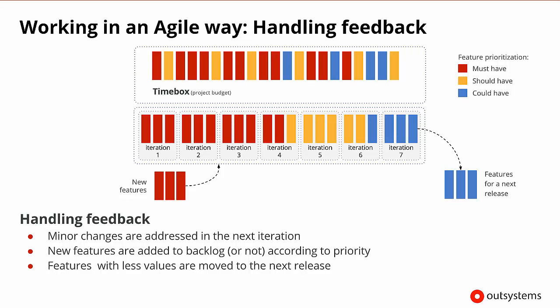Minor changes can usually be addressed in the next iteration, while new features need to undergo the same prioritization process that we just discussed. If the new features have higher value than the existing ones, the existing features should be moved to a future release. Otherwise, if the new features have less value than the existing ones, they should be moved to a future release. Usually, the features left out will be nice-to-haves, and therefore the entry of any new features provides more value, which is completely appropriate. This reprioritization process also allows new features to be included while keeping the time box frozen.